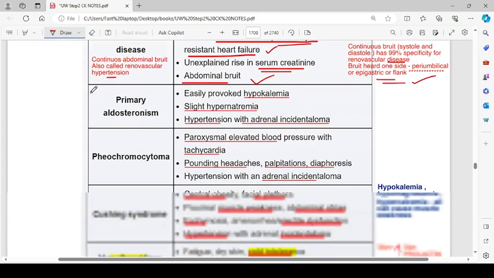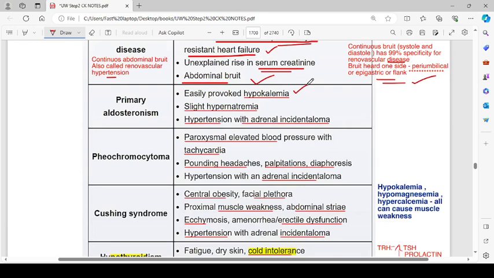Primary aldosteronism, easily provoked hypokalemia. I'm sorry, slight hypernatremia will be there.